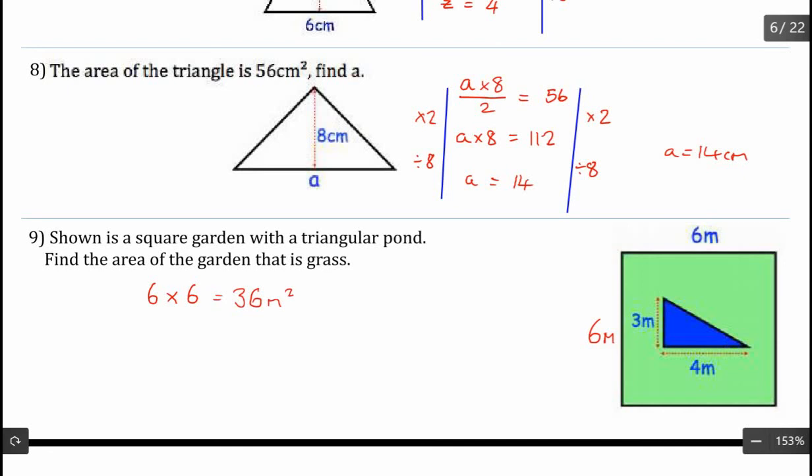The area of the triangle is the base, 4, times the height, 3, divided by 2. Don't forget to divide by 2, that's the main thing people forget. 12 divided by 2 is 6, and then we're going to do 36 minus 6 to be left with the area of the grass, which is 30 square metres.